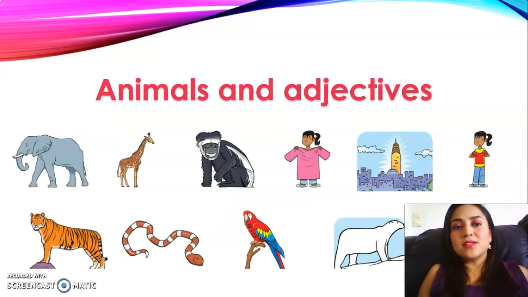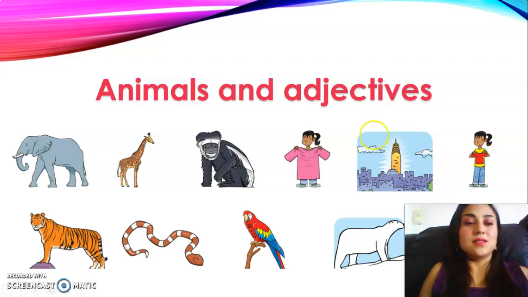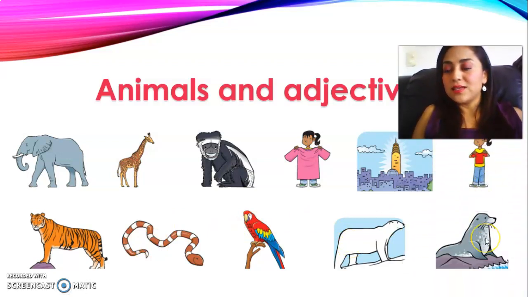Then we're going to practice animals and adjectives. So repeat. Elephant, giraffe, monkey, big, because the t-shirt is very big, tall, little, now the t-shirt is very little, tiger, snake, parrot, polar bear, and the last one here is seal.